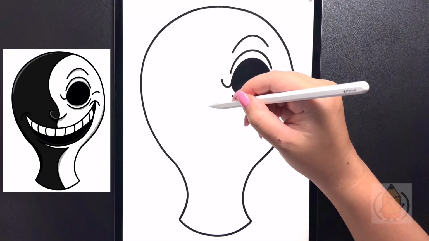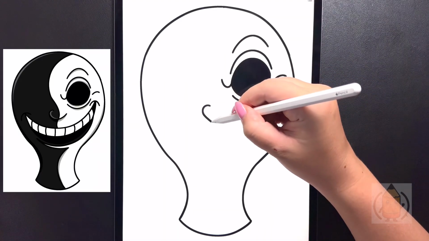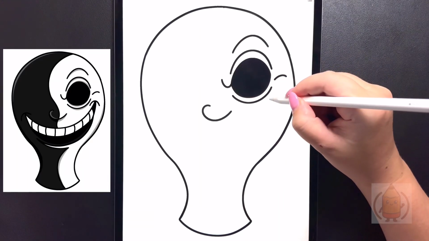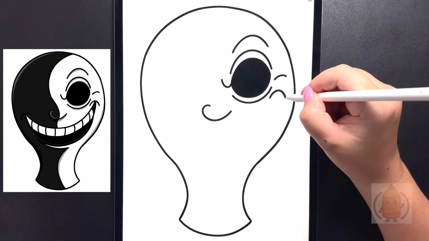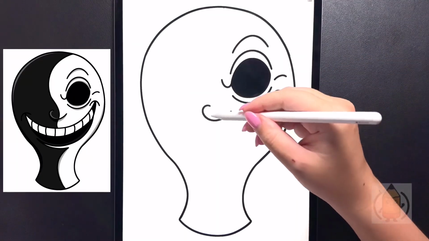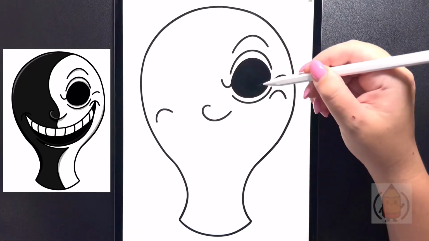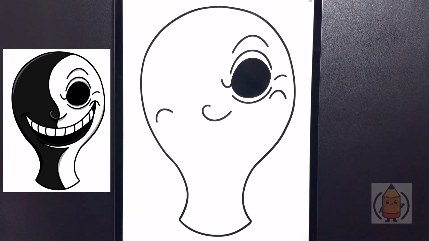Dropping below the eye on the left-hand side, we're going to curve this line around and up. And now let's draw in the mouth. We're going to start with the corner bracket on the right-hand side beside our eye. And then we're going to come over on the left-hand side and draw in another bracket in the corner. And we're going to draw this lower than the one on the right.